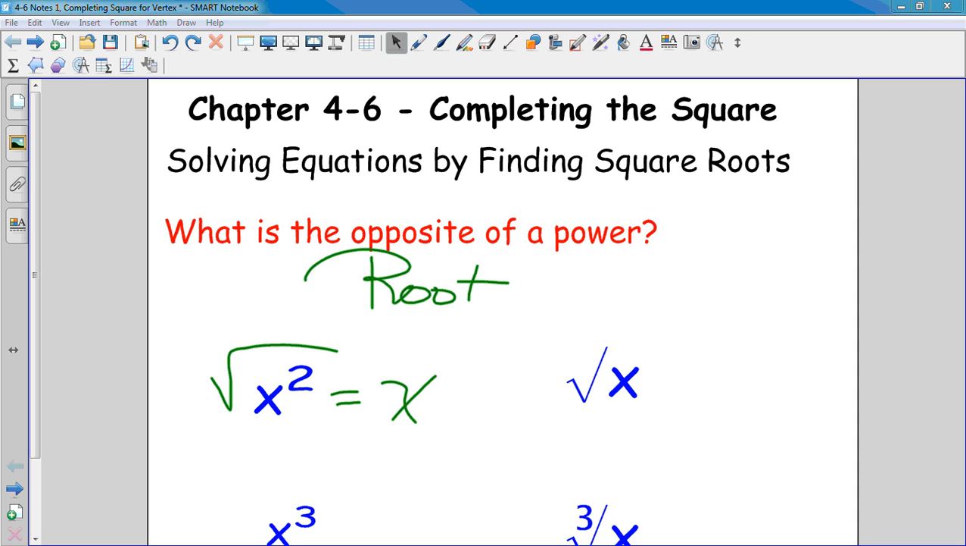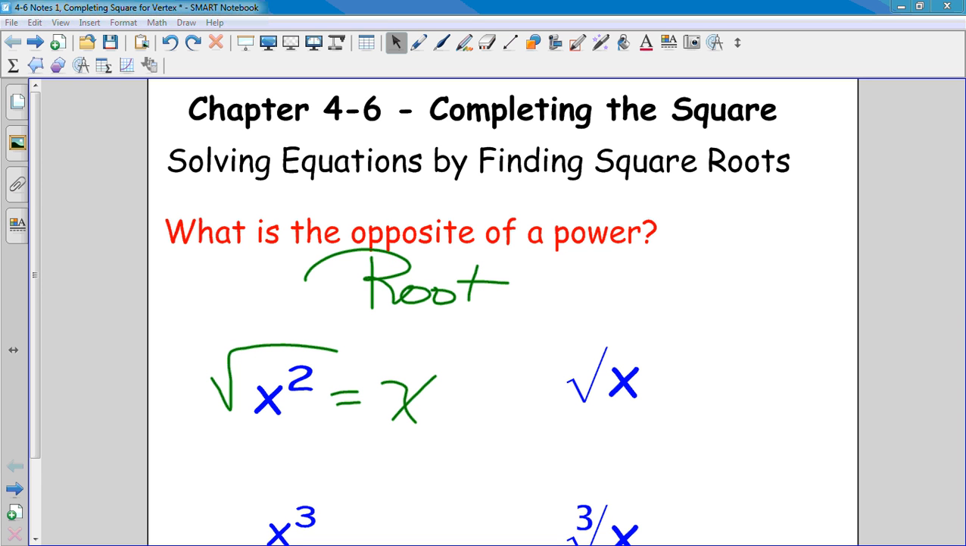Okay. Chapter 4, Section 6, completing the square. We're going to be doing this most of this week. This is just the intro. You need to understand today in order to be able to go tomorrow. Today's not hard. You can grasp today. Everybody in here is able to get today. Okay. Solving equations by finding square roots. That's what we're going to do first.